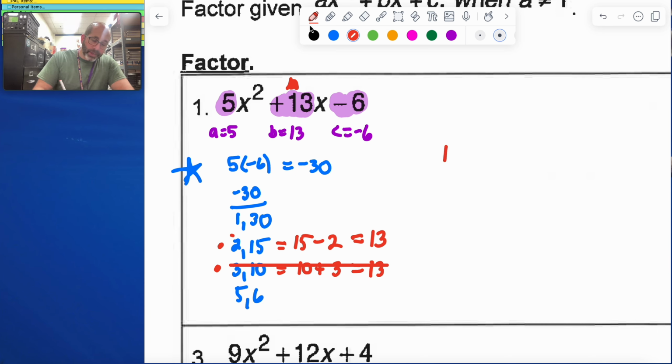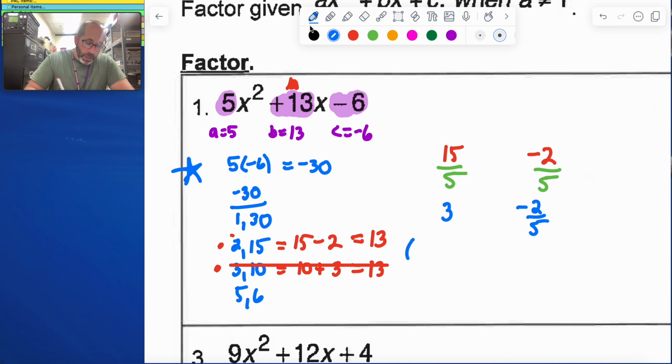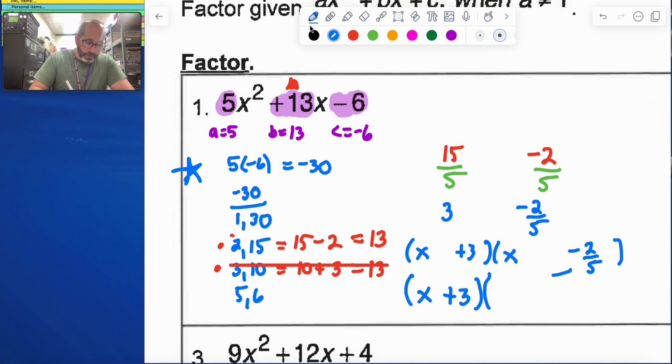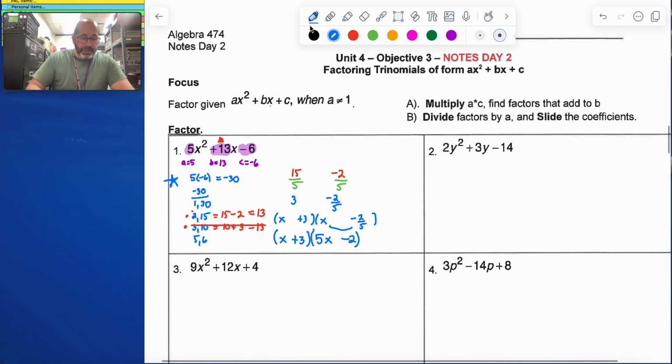So using those values, the 15 and the -2, if you remember now, we're going to go ahead and divide by the a value, which is 5. We're going to reduce those fractions, which will give me a positive 3 and a -2 over 5 still. We write those fractions in there. So we're going to have x plus 3 and x minus 2 over 5. And then we're going to finally take that 5 and we're going to swing it over in front of the x and it becomes 5x minus 2. Okay? All right, let's continue on.